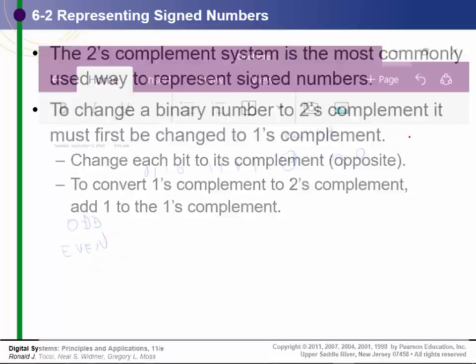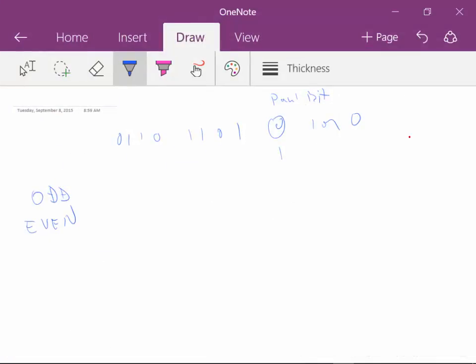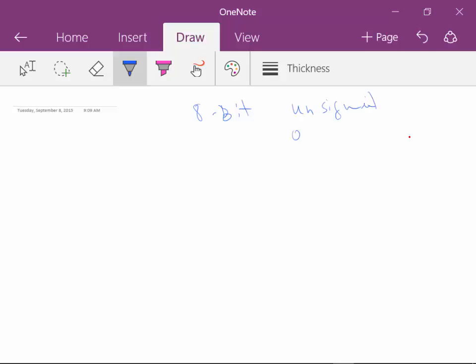So, in other words, first off, when we look at an 8-bit number, when we're dealing with unsigned, it goes from 0 to 255, right? 2 to the 8th is 256. That's the number of numbers we have. So we go from 0 to 255.